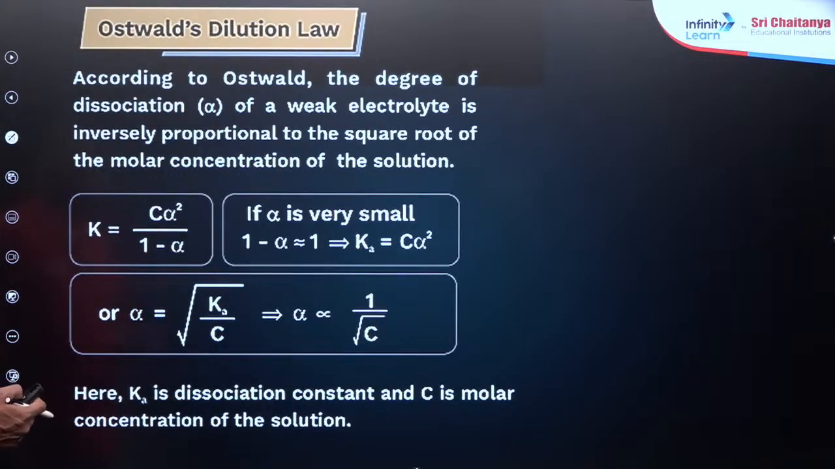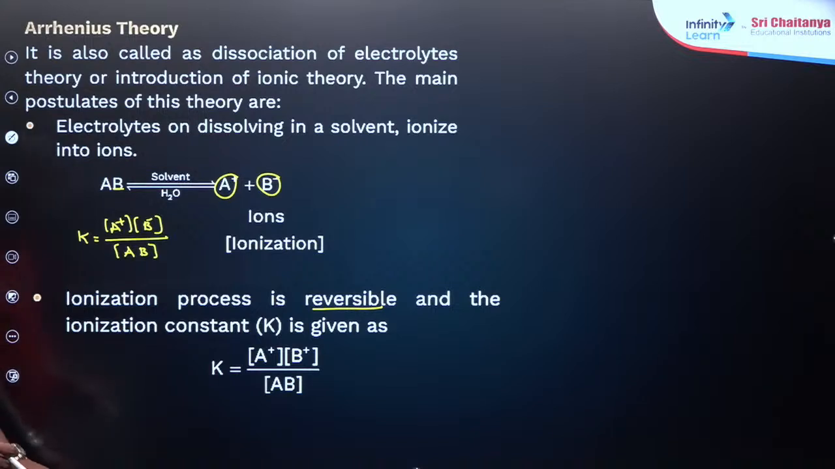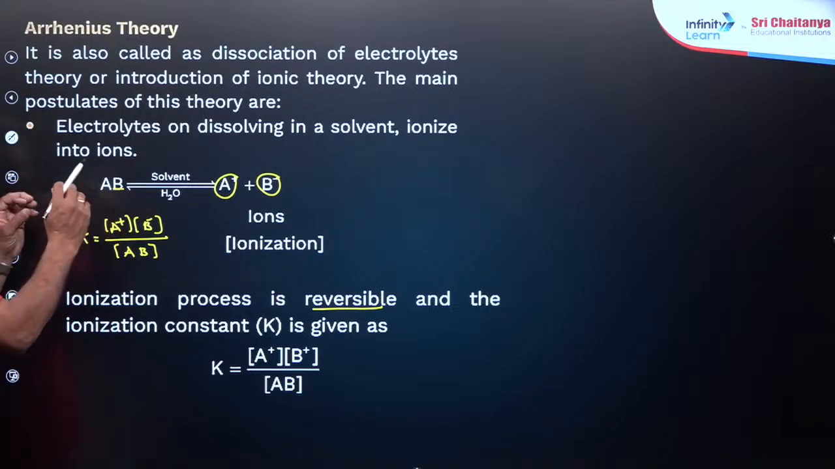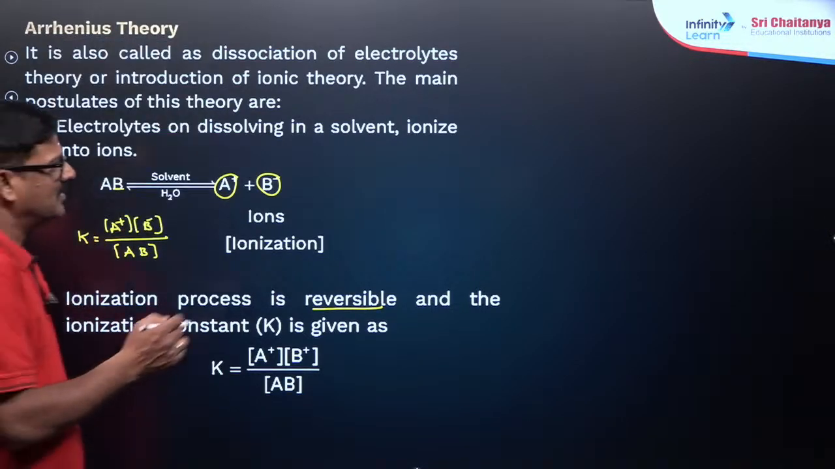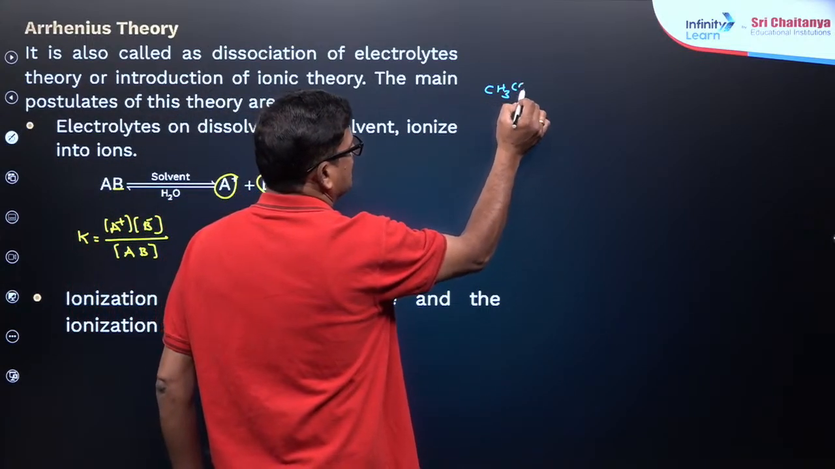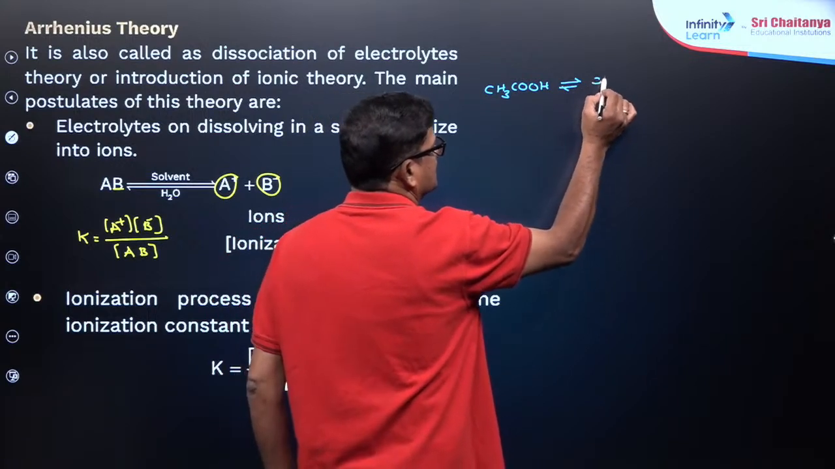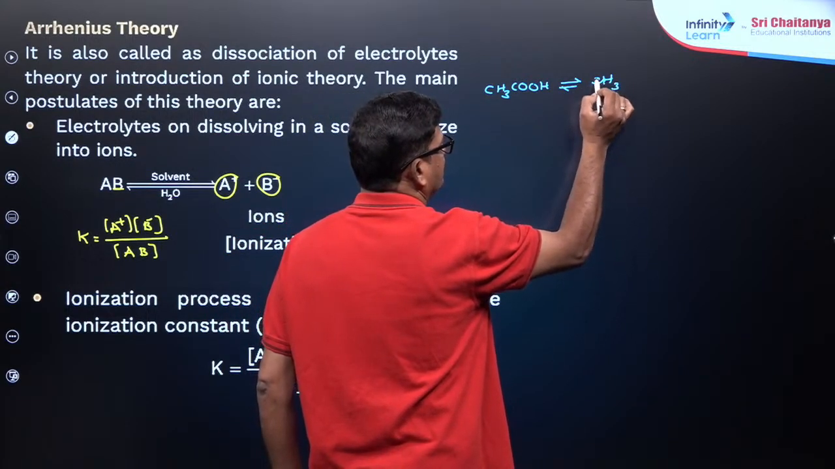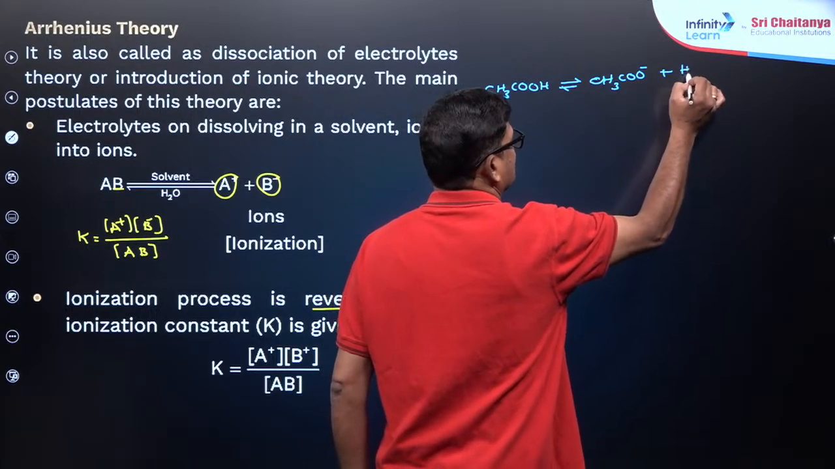You have two types of thing, and before Ostwald dilution law I just want to say this is Arrhenius theory and AB is a weak electrolyte. This AB could be a weak acid or a weak base. So let us assume here you have a weak acid CH3COOH, it is going to ionize to give rise to CH3COO minus and H plus.